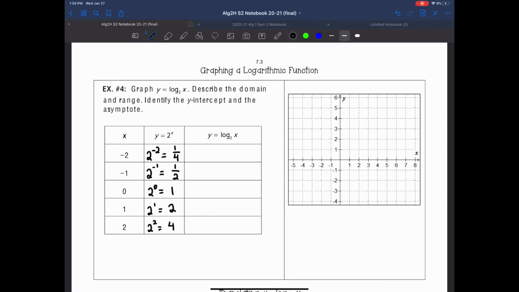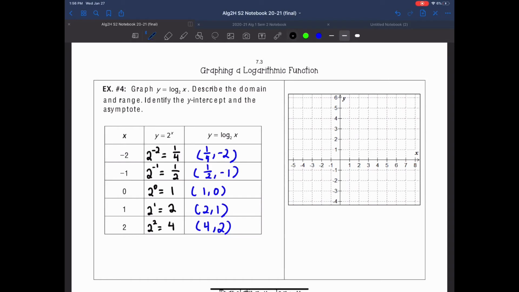Now, in order to find the ordered pairs of the actual function, all I'm going to do is flip my x and y values, because the outcomes of the inverse are going to become the inputs of the actual function, because I'm just switching the domain and range. So my first ordered pair for the actual function is going to be 1/4 comma -2. Then I have 1/2 comma -1. Then I have 1 comma 0. Then I have 2 comma 1, and last but not least, 4 comma 2. So these are all of the ordered pairs that I have for my actual function.